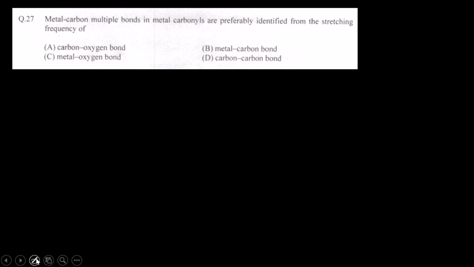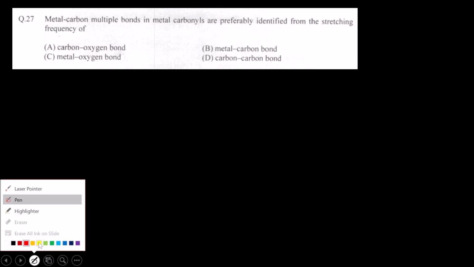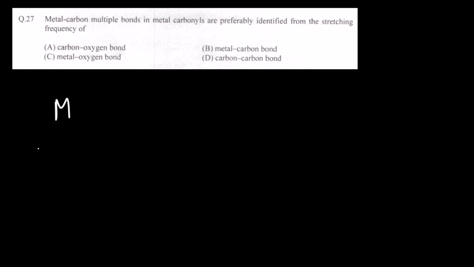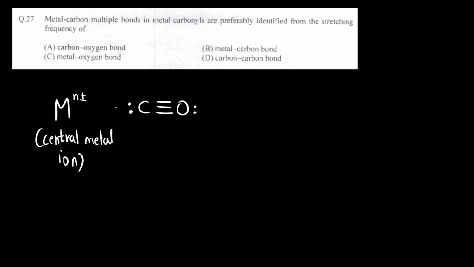Okay, so let us first try to understand what exactly is a metal carbonyl. So there is some central metal atom or ion. Let's say we take some atom having some charge. Now if you see the structure of carbonyl, it is like this. What exactly happens is the carbon will donate its lone pair to the central metal atom. That is how a sigma bond is formed.